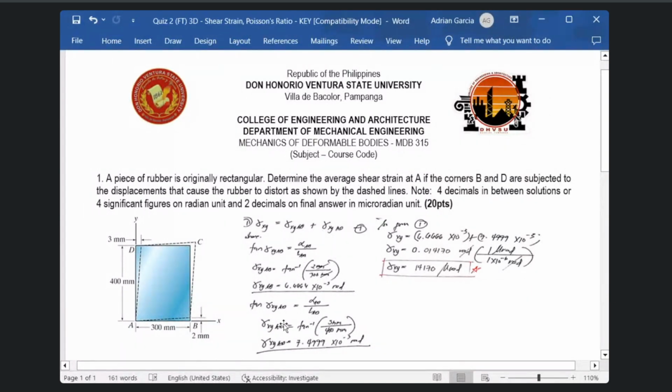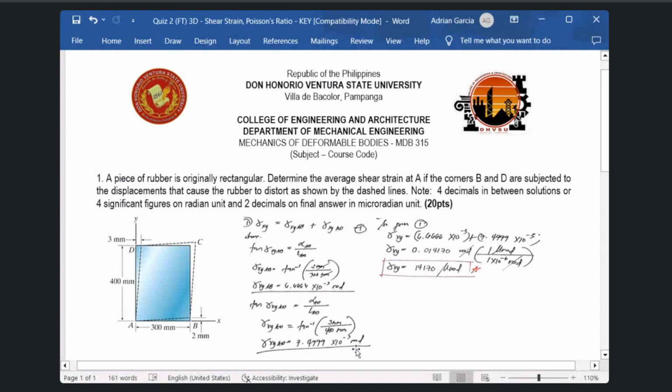Consequently, so solve natin yung sa AD, that is just elongation at AD over the length AD. Arc tangent of 3 mm over the 400 mm. Cancel ang unit. Output is 7.4999 times 10 to the negative 3 radian. Kung scientific notation ang sagot, walang problema.